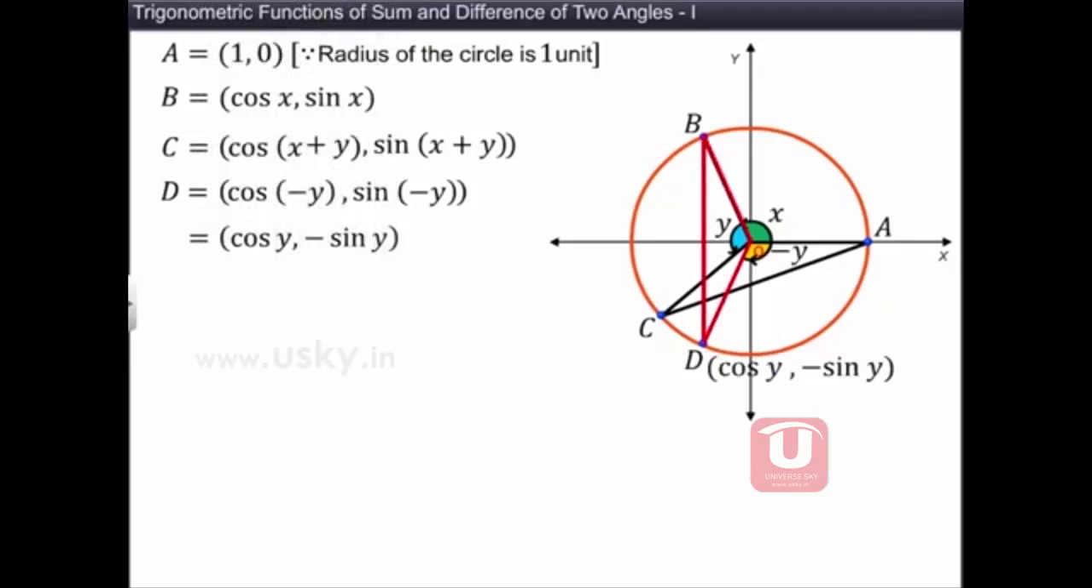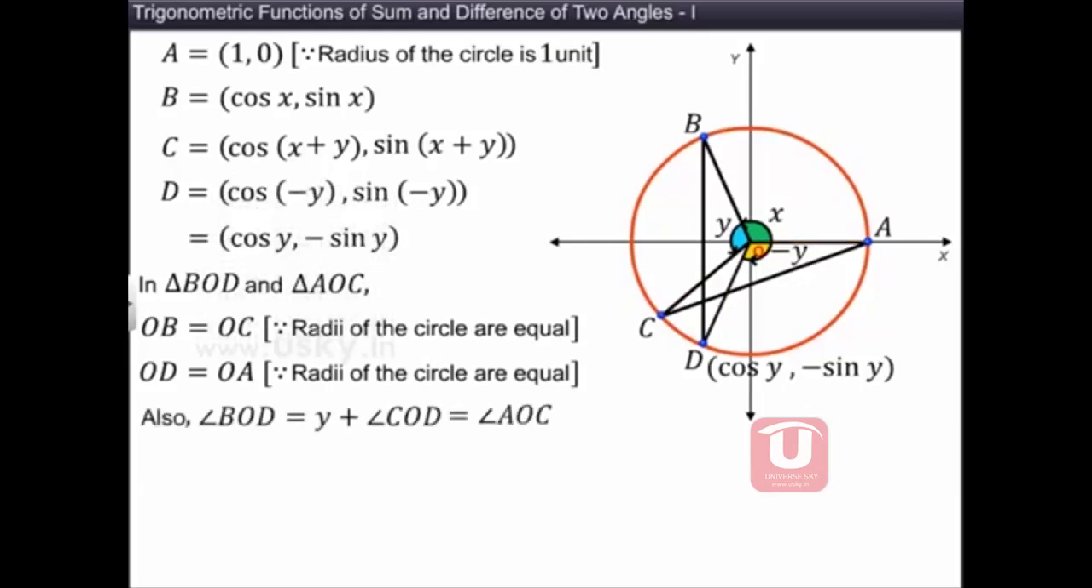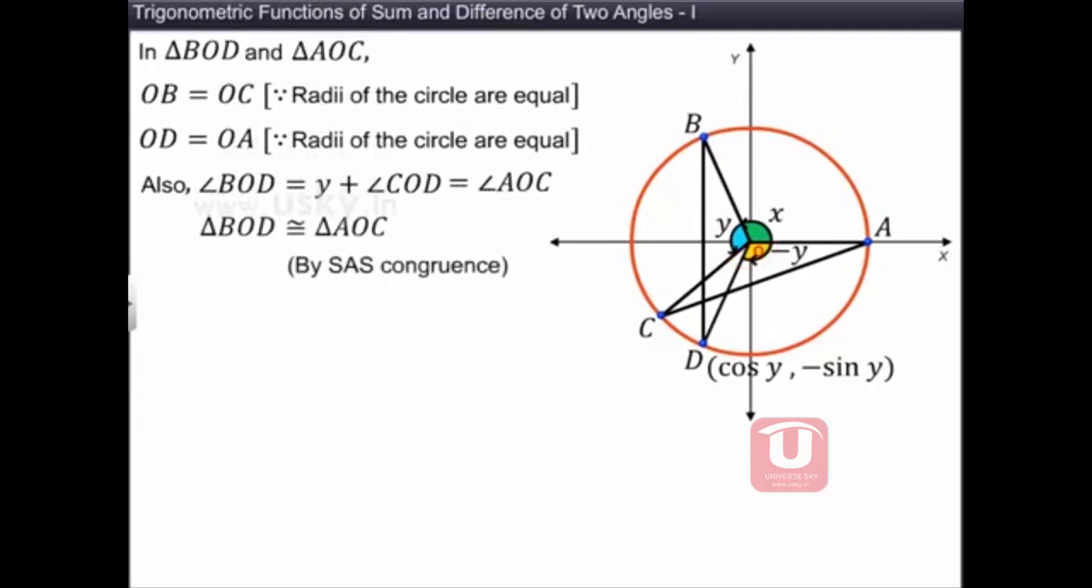In triangles BOD and AOC, we have side OB equal to side OC, and side OD equal to side OA. Also, angle BOD is equal to y plus angle COD, which is equal to angle AOC. Therefore, by SAS congruence, triangle BOD is congruent to triangle AOC. This implies BD is equal to AC. That is, their squares are also equal.